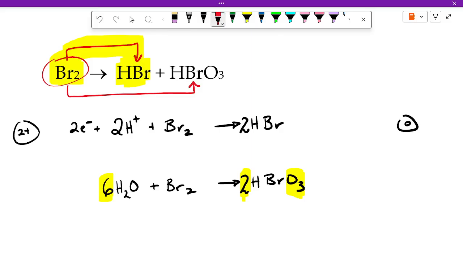Now, in this case, I've got some hydrogens on the left and some hydrogens on the right, so I'm going to keep track of them the same way I do the charge. I'm going to say over here I have 12 hydrogen, and over on this side I have 2 hydrogen. That way my poor little brain doesn't have to remember that. It can look at it and go, oh, that means I need 10 hydrogens over here.